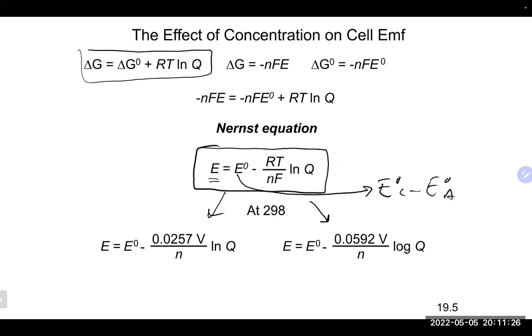And then everything else there is what we've been using: the same R value, F, and T in Kelvin. Because we're in a non-standard condition, instead of K we are going to use Q, which is our products over our reactants. Again, making sure we use our coefficients as our exponents when we do this.